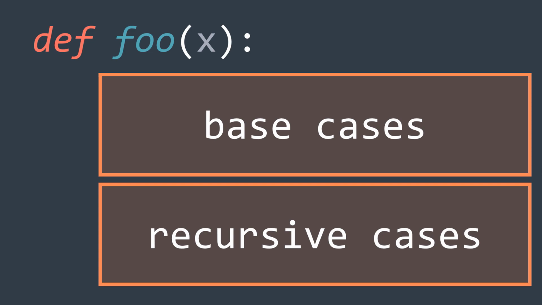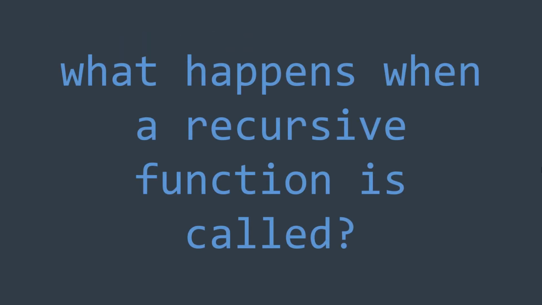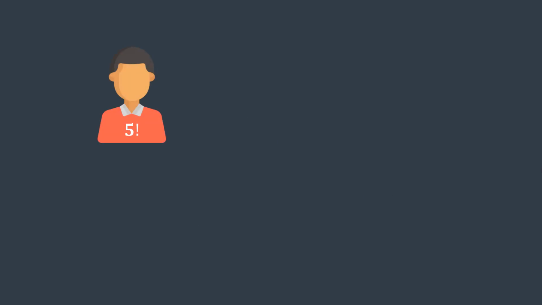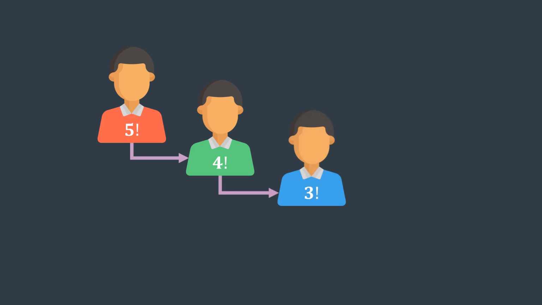Speaking of the process, let's move to the second part where we'll see what happens when a recursive function is called. Okay, let's imagine that you want to calculate 5 factorial, but in order to do so, you need to have the value of 4 factorial, so you ask someone to calculate 4 factorial. But he needs the value of 3 factorial, so he asks another person to calculate it. Now you guessed it, he needs the value of 2 factorial too, so he asks another person to calculate it for him.